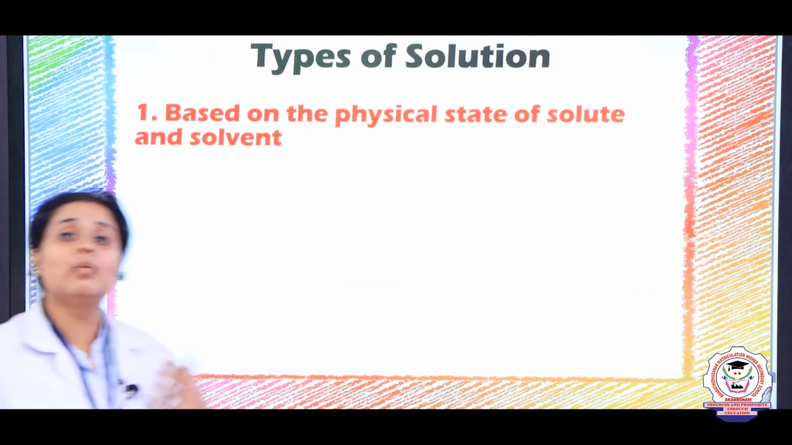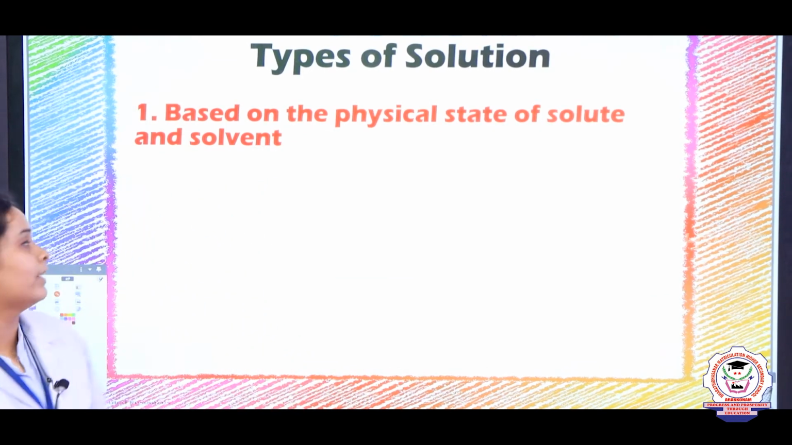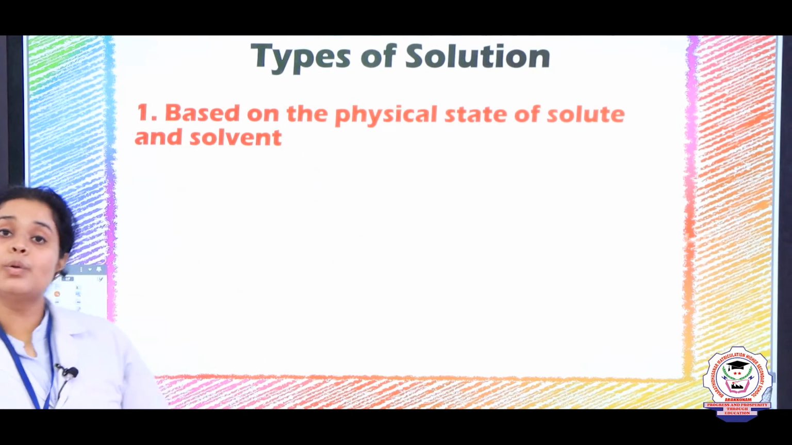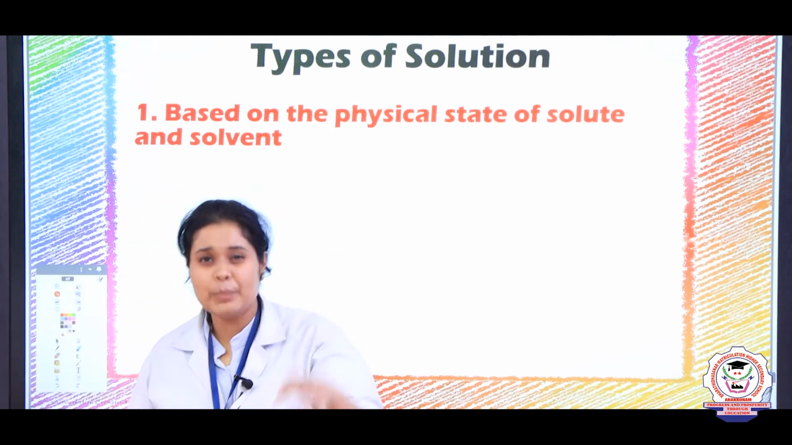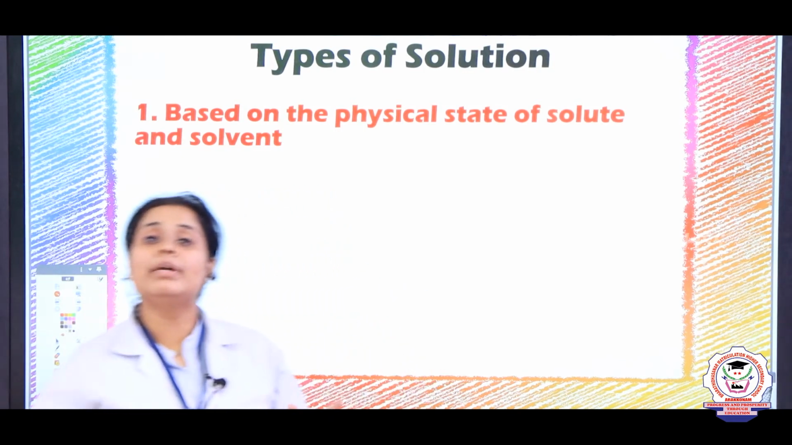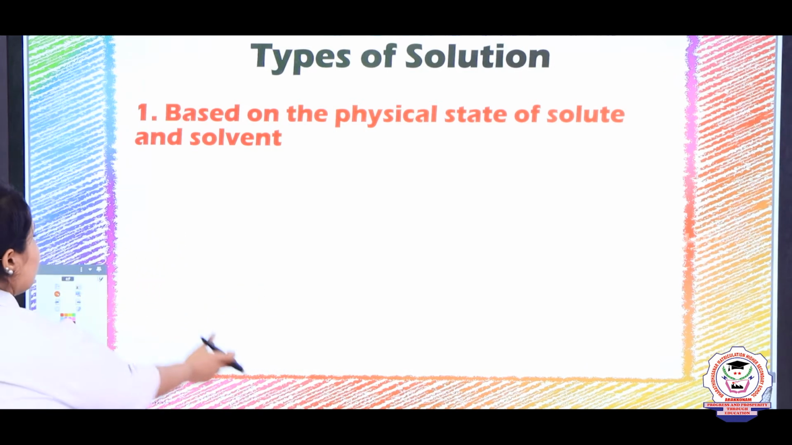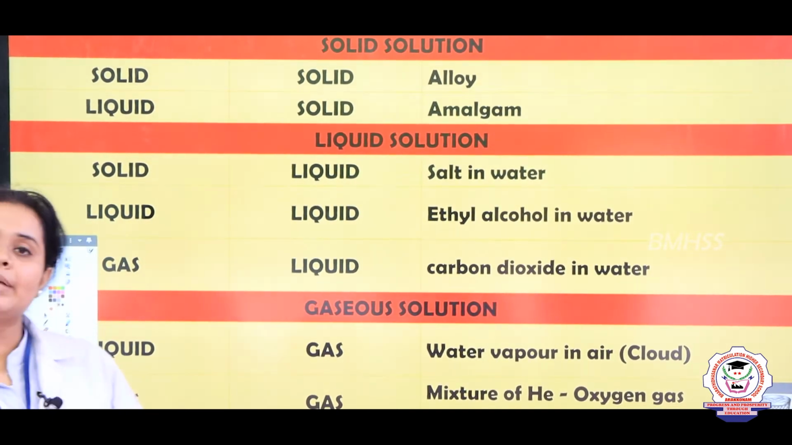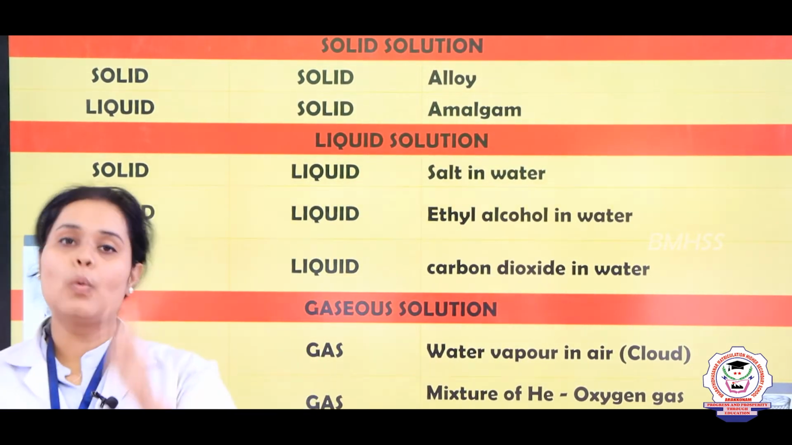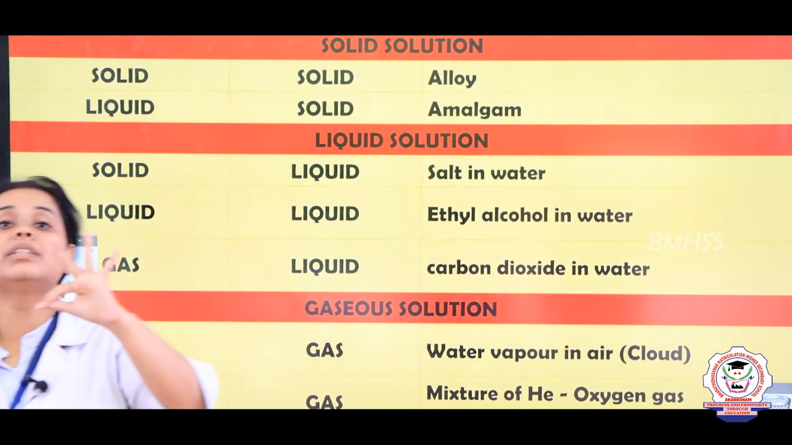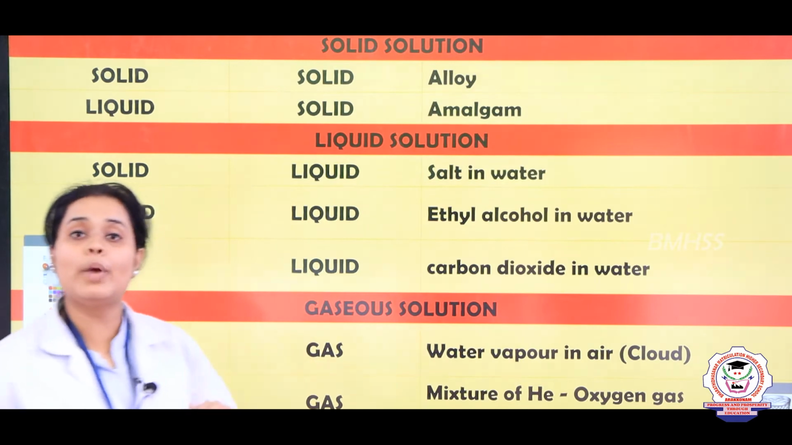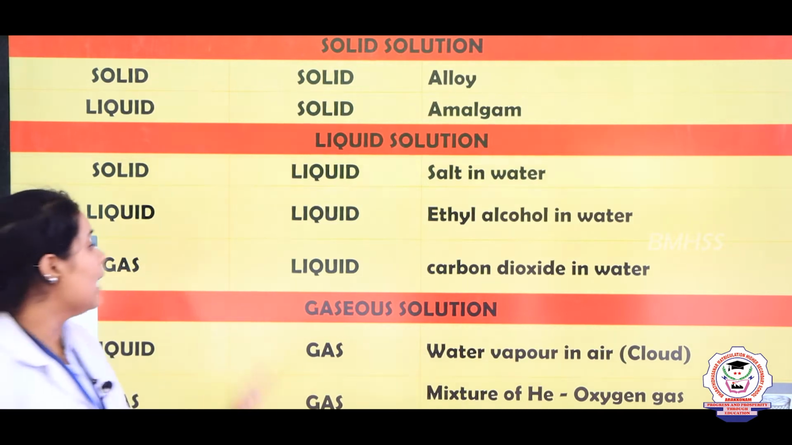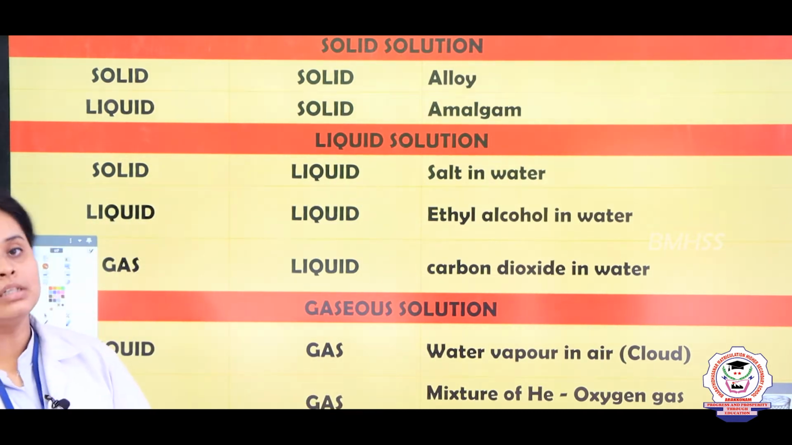Now let's see what the types of solution are. So the first category here is based upon the physical state of solute and solvent. So we should know whether we are adding solute as a liquid, solid or gas, and whether our solvent is a liquid, solid or gas. For that, this is a table in which you can see that they are binary types of solution. Binary means there will be one solvent and one solute. So here there are three major types of solution. One is solid solution, where the solvent is in a solid state. Liquid solution has solvent as liquid, and gaseous solution has gas as a solvent.